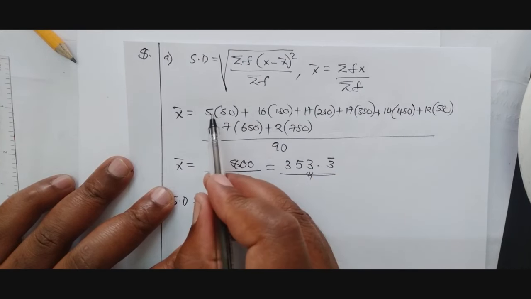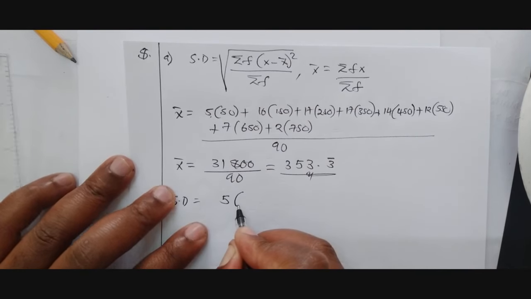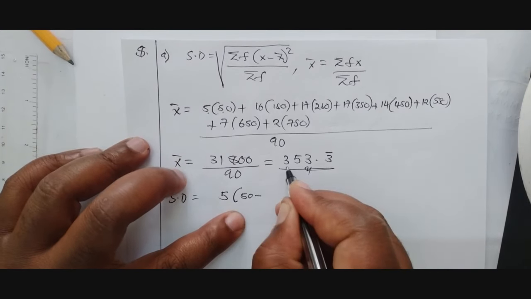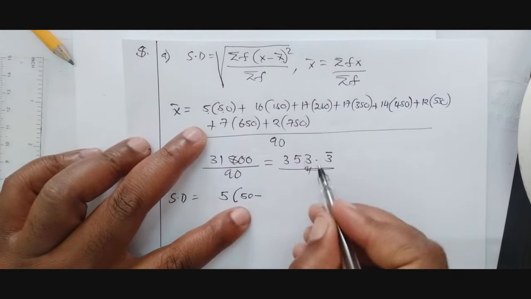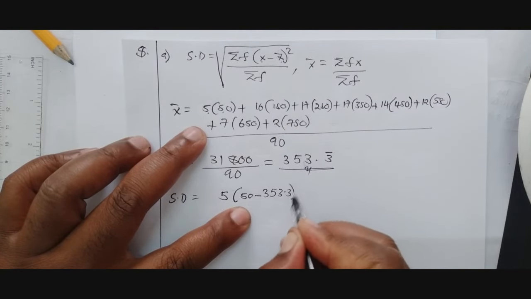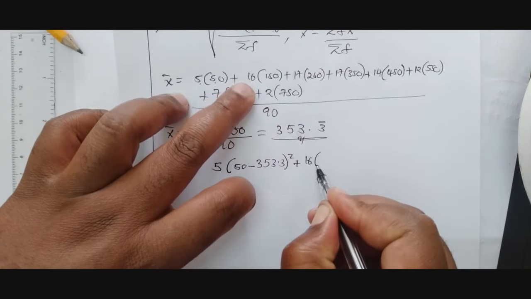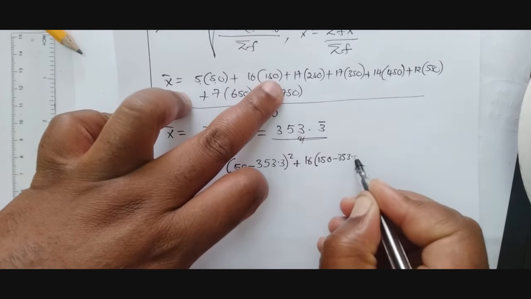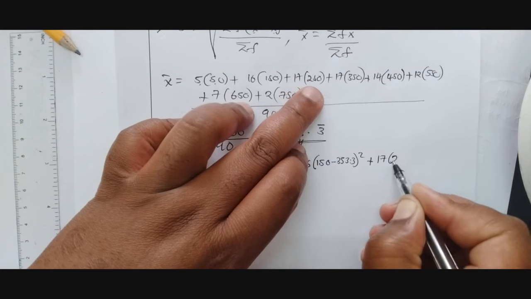f. What is my f? Your frequency here is 5. So you're going to say 5. Open the bracket. What is my mean? My mean is 50 here. 50 minus my x bar. Sorry, this is the midpoint, which is 50. Our mean now, x bar is our mean, which is 353.3. You square. You continue, not until you finish. So you have 16, open the bracket. Alright? Then 150 here minus 353.3, you square.